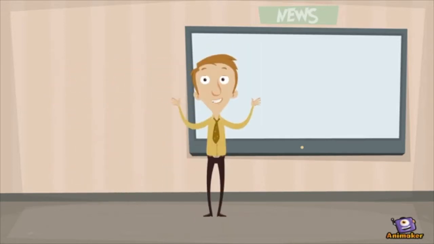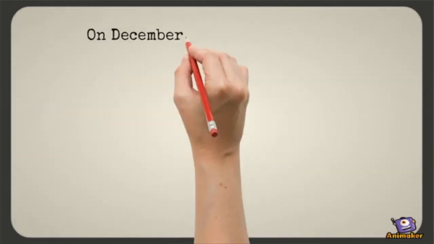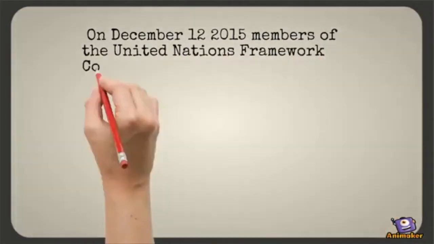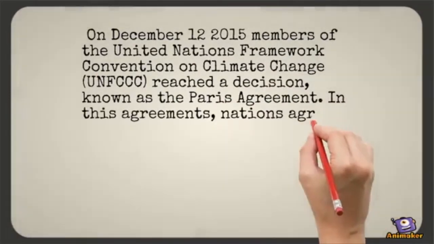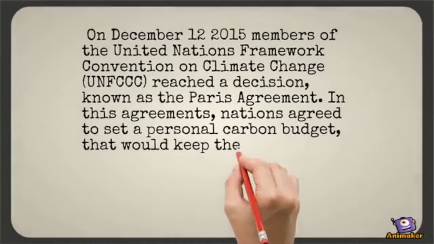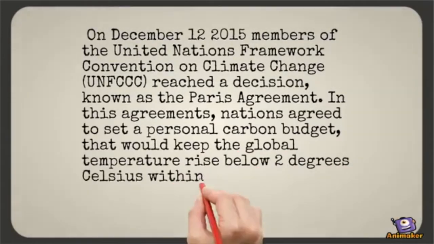So what are we doing about it? On December 12, 2015, members of the United Nations Framework Convention on Climate Change reached a decision known as the Paris Agreement. In this agreement, nations agreed to set a personal carbon budget that would keep the global temperature rise below 2 degrees Celsius within this century.